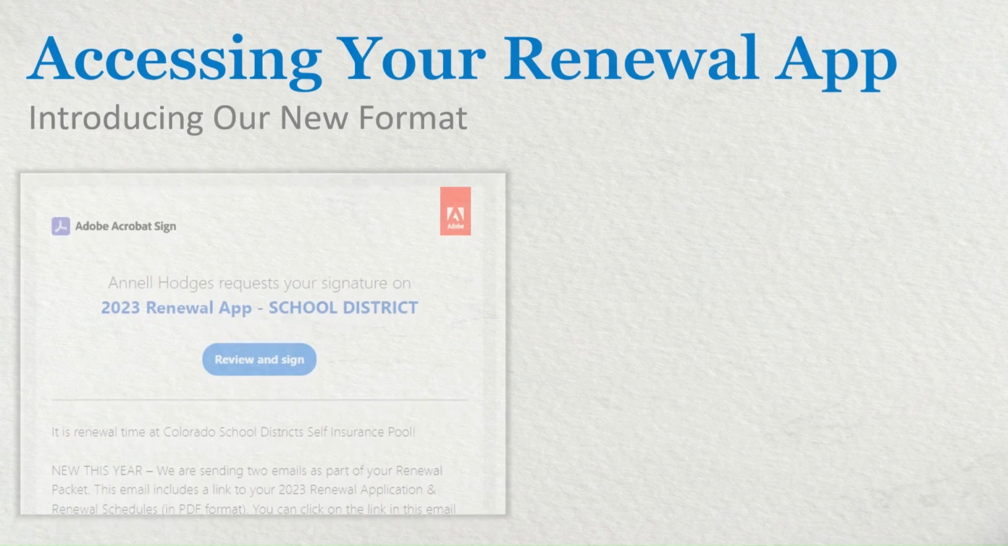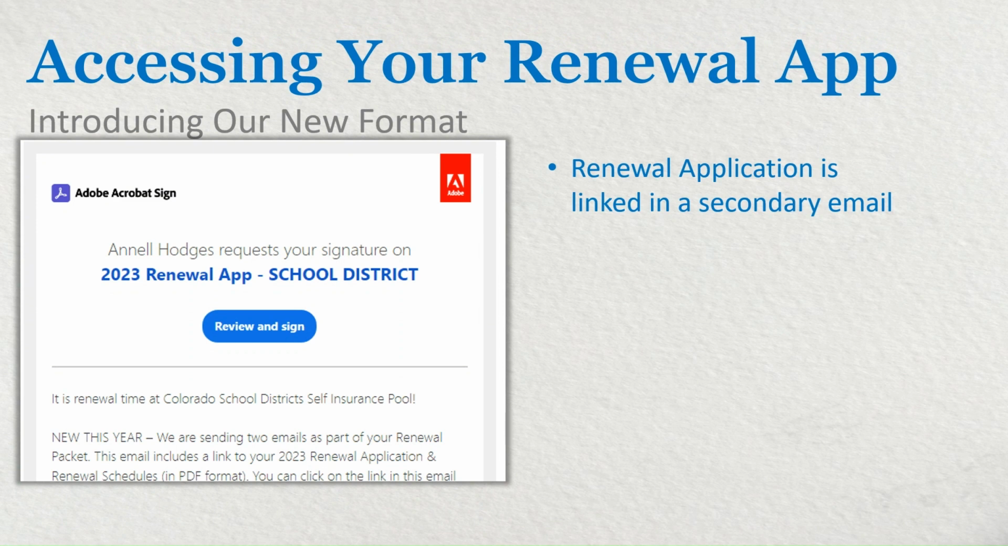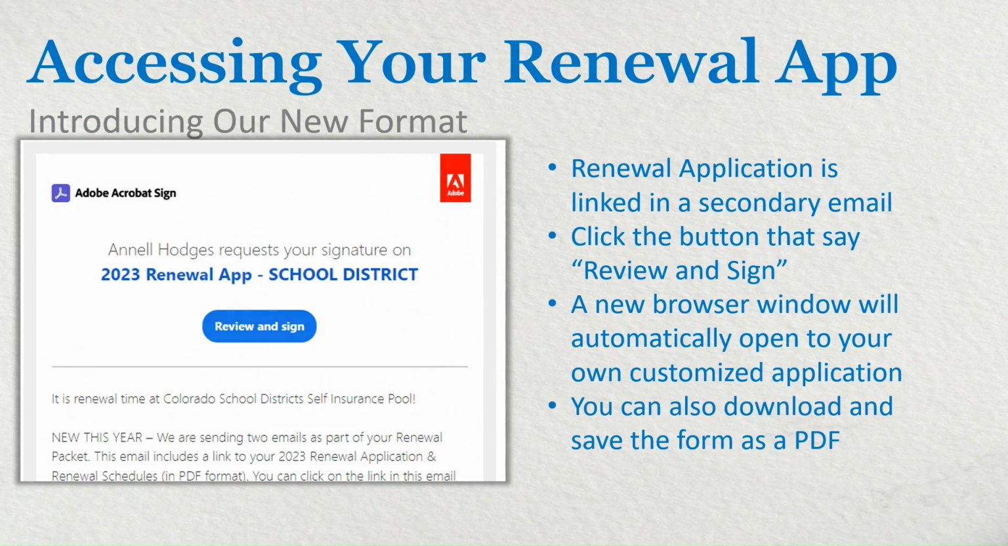Your renewal application has been sent to you as an Adobe Sign form separate from the rest of your renewal packet. You'll receive a second email with a link to your application. The first step to completing your application is simple. Click on the button that says Review and Sign. The form will open to an online form that you can easily fill out, save for later, or download to meet your needs. Okay, let's dive into your renewal application.